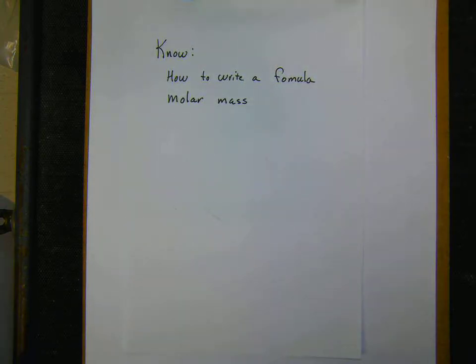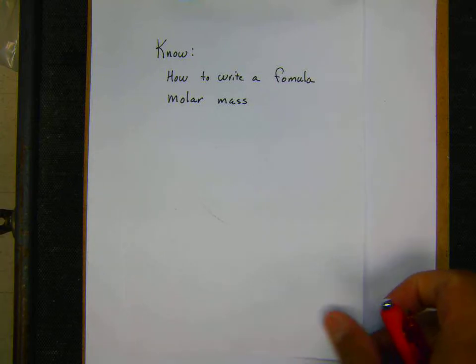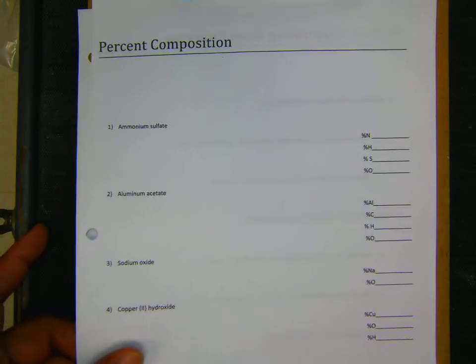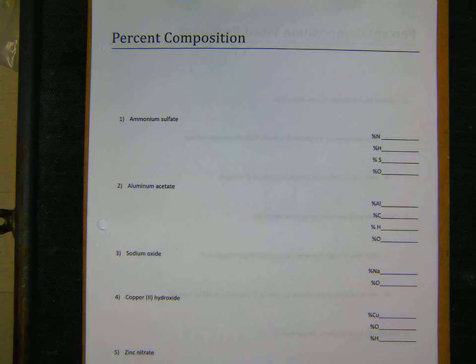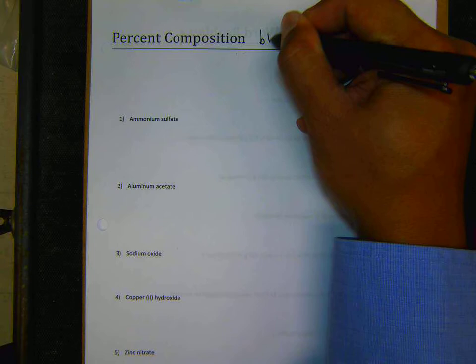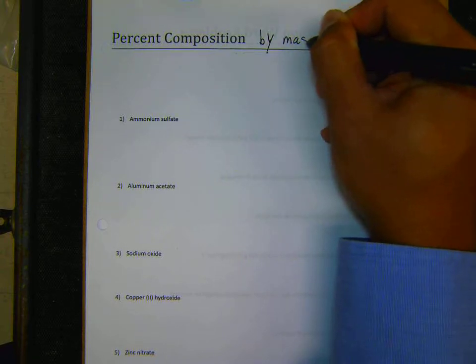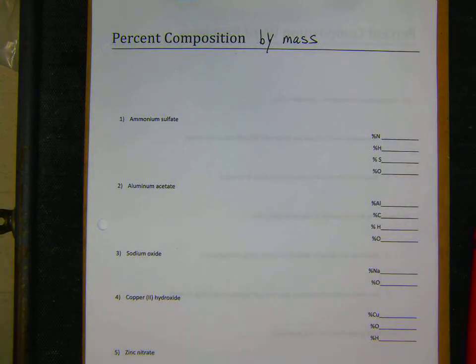Before continuing, you should know how to write a formula and how to calculate the molar mass of a compound. I'm going to show you how to do a percent composition. Now, a percent composition is what percentage of a compound is made up of an element or not. And we're going to do a percent composition by mass. Sometimes it's known as a mass percent.